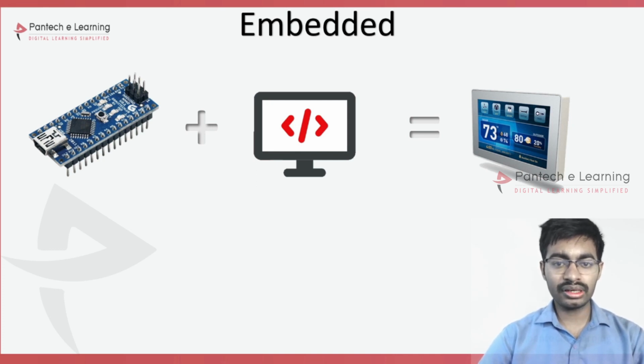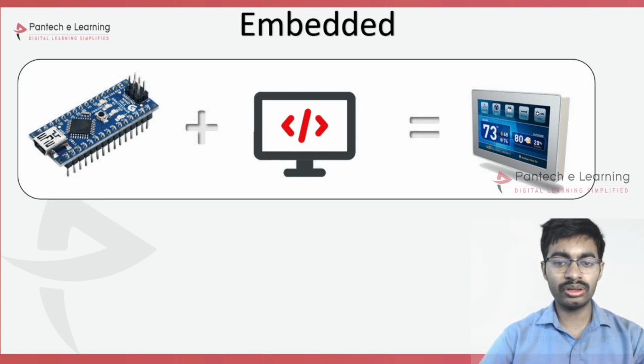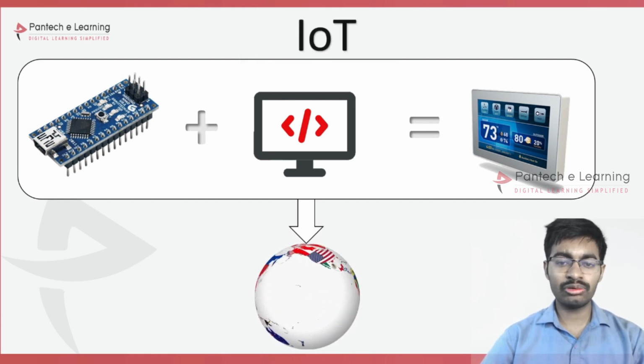Now from this kind of automation, we want to make some sort of communication which can be accessed globally. So from anywhere in the world, we will be able to monitor or control. That particular part, we can say, is IoT.